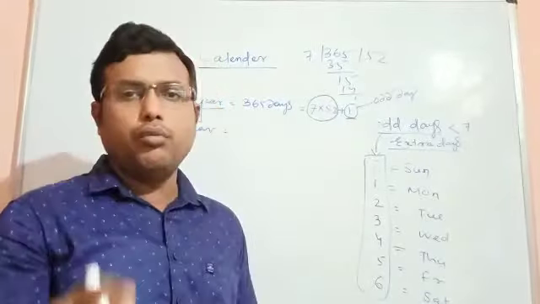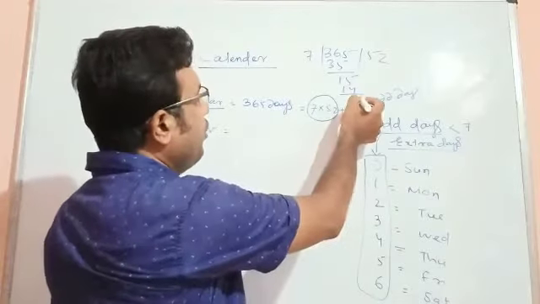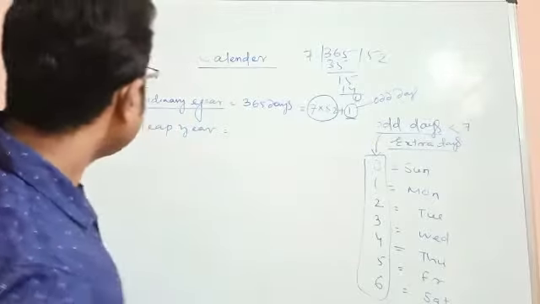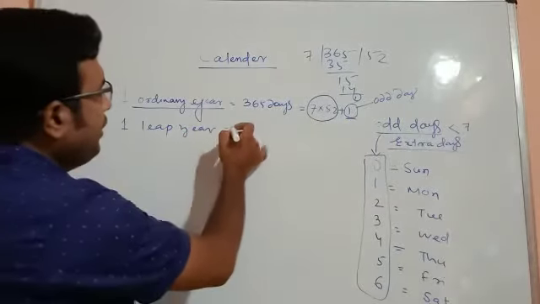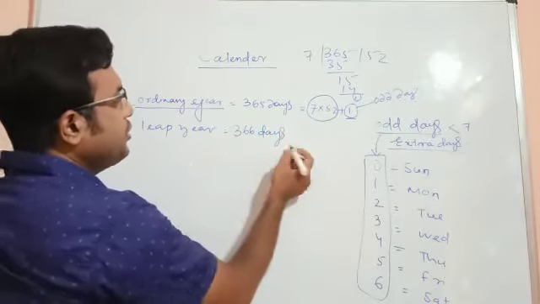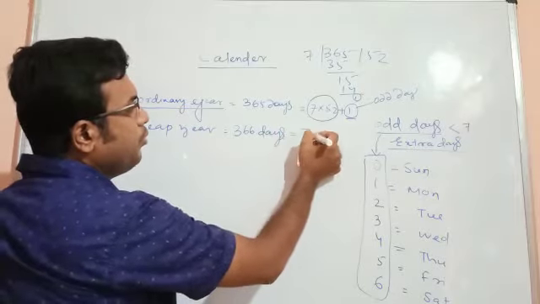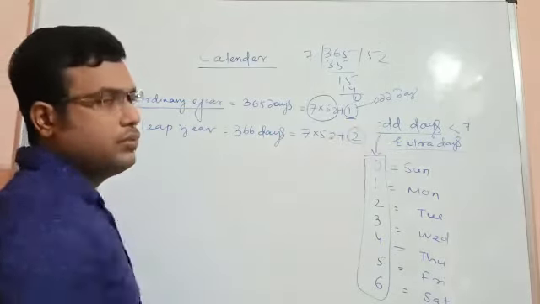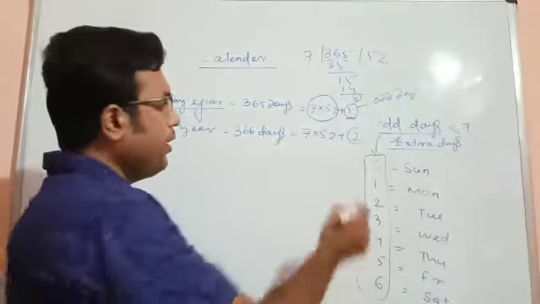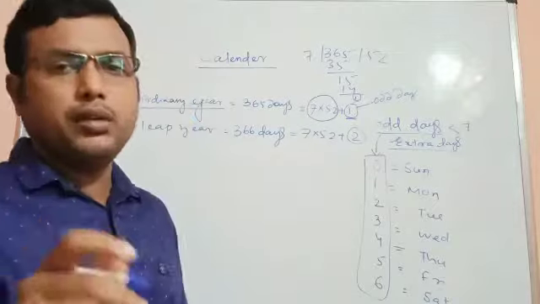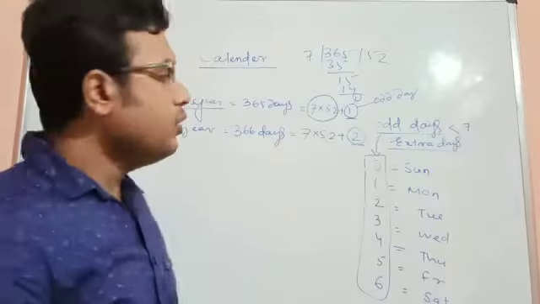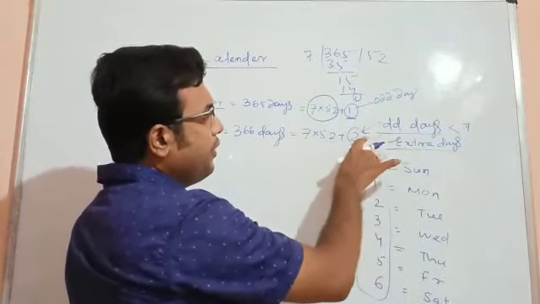That means 52 complete weeks plus remainder. Always you find the remainder. Okay, the remainder is considered as what? Odd days. Then one leap year. Similarly, 366 days means 7 into 52 plus 2, right? So when you divide 366 by 7, you find 52 as the quotient. That means 52 complete weeks plus remainder. 2 is your remainder part. So here the number of odd days equals 2.